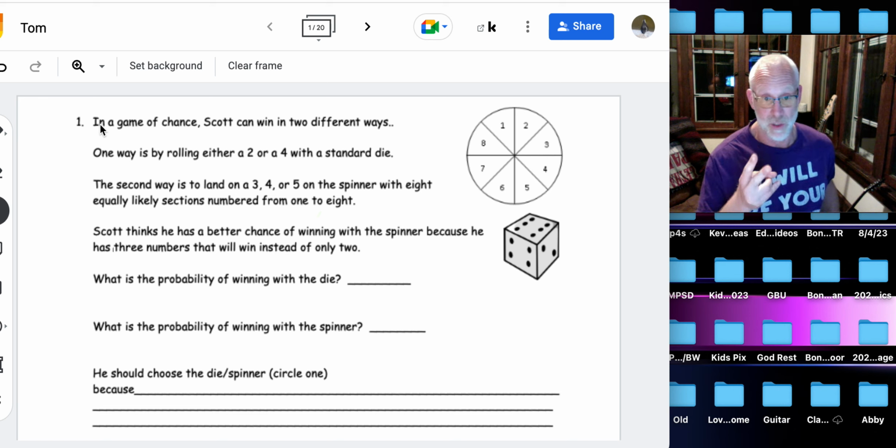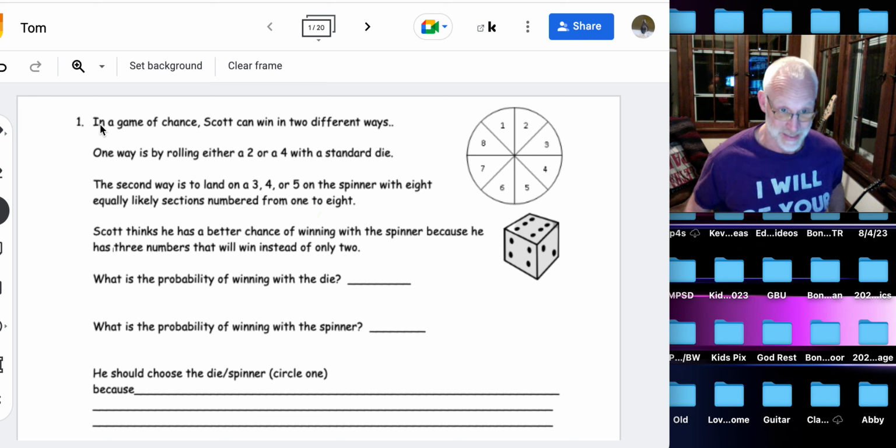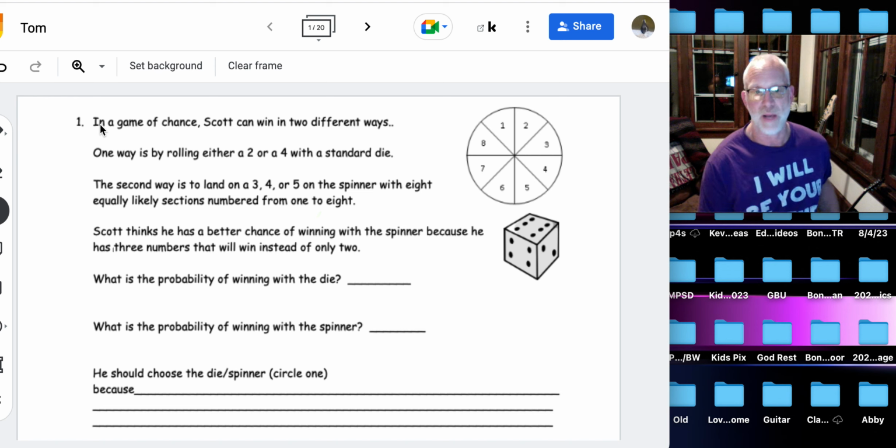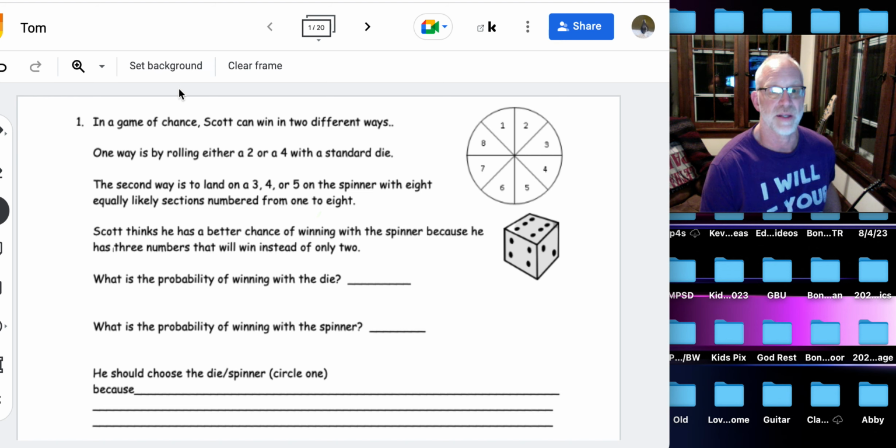One is by rolling a 2 or a 4 with a standard die. The second way is to land on a 3, 4, or 5 on the spinner with 8 equally likely sections numbered from 1 to 8. Scott thinks he has a better chance of winning with the spinner because he has 3 numbers that will win instead of 2. What is the probability of winning with the die?